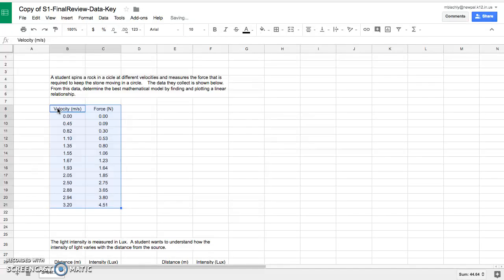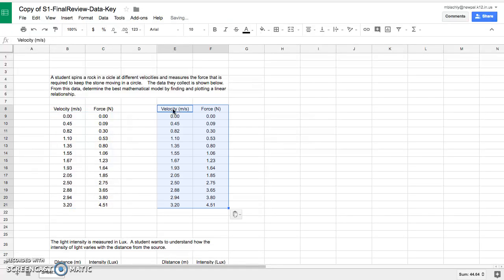So what we're going to do is take our data and transform it. I'm going to copy my data here, and paste it next door to it. And I'm going to keep y. I never mess with y. I always mess with x. And I'm going to plot the velocity squared because I think y is proportional to x squared.